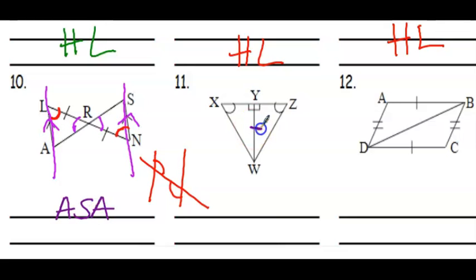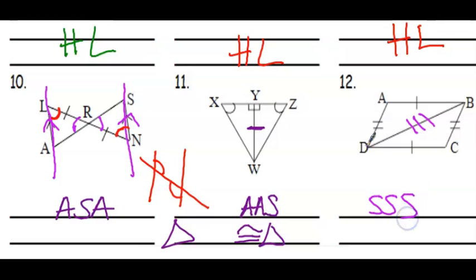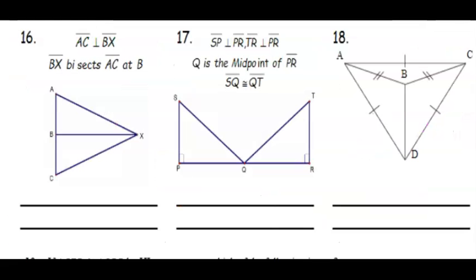Number 11, I have this side and those 2 angles, angle, side. Again, make sure you're putting those triangle congruency. Number 12, I don't have any angles. So what do I have? I have side, side, because this is the same side.